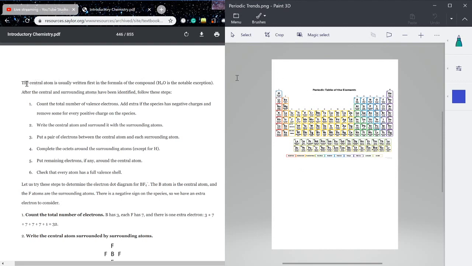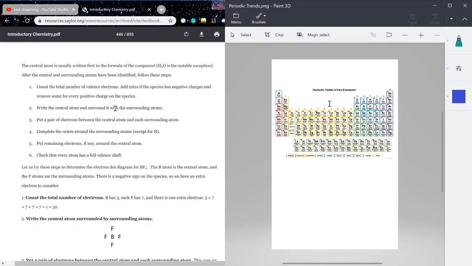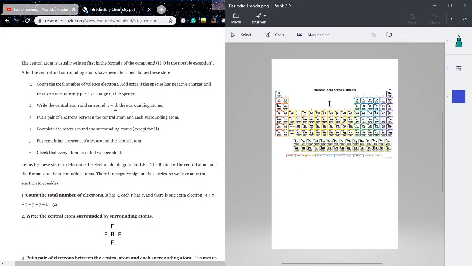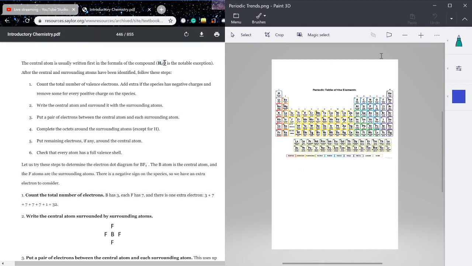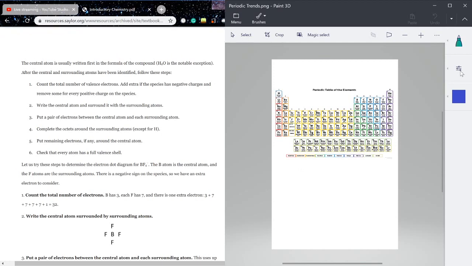So, oh yes, the central atom is usually written first in the formula of a compound. In my experience, I've always just determined it by drawing, but sometimes that will be the case. And as you can see, here it says H2O is a notable exception. That is true because H can only form one bond with another atom, or can only share one electron pair with another atom before it fills its valence shell. So in this case, oxygen would actually be the central atom.